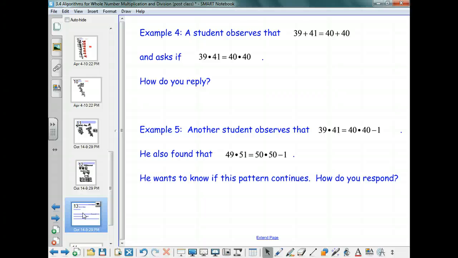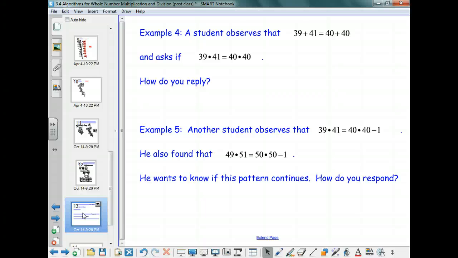A student observes that 39 plus 41 is 40 plus 40. You agree, right? We actually have an algorithm where we did this. It was equal additions, where we took away something from one place and added it to another place. So this is a true thing. He asks if 39 times 41 is 40 times 40. So it's the same sort of feeling of a property: does it actually hold for multiplication, right? First question is, how do you reply? Will it work?